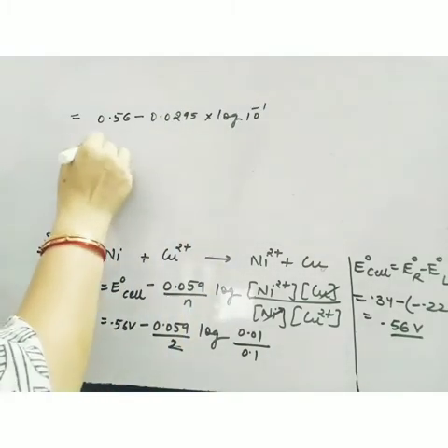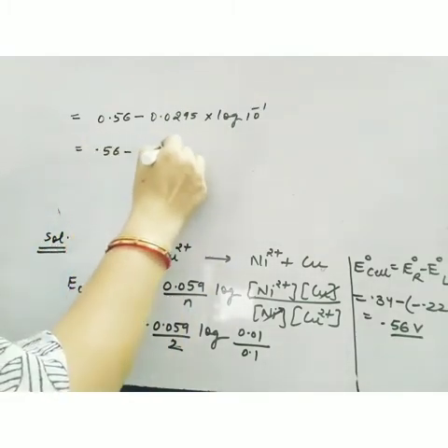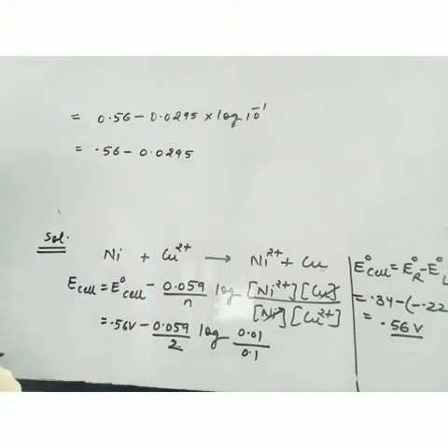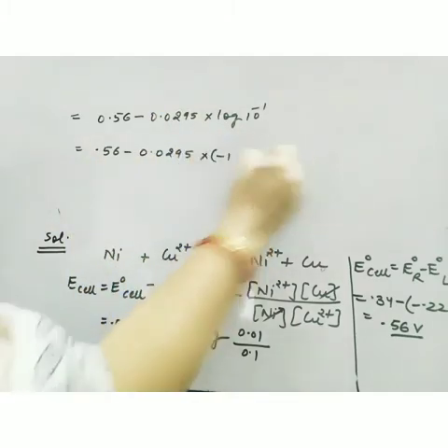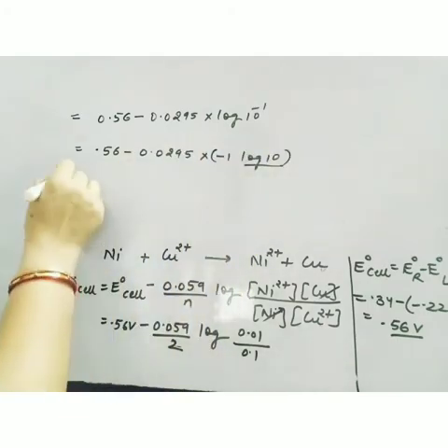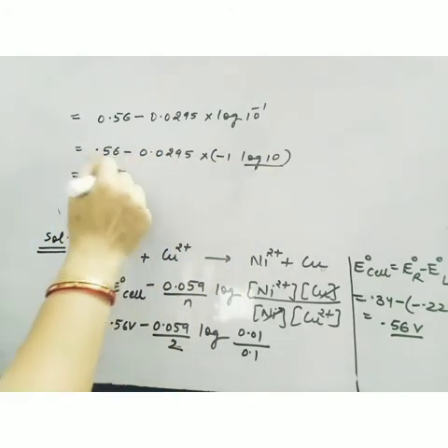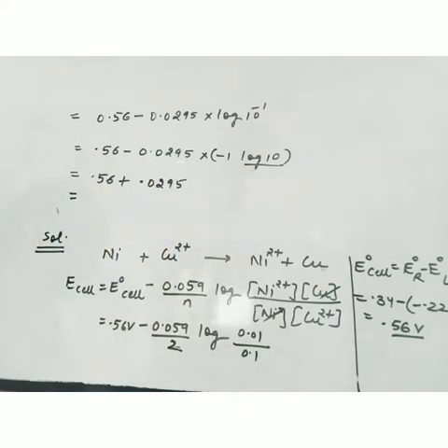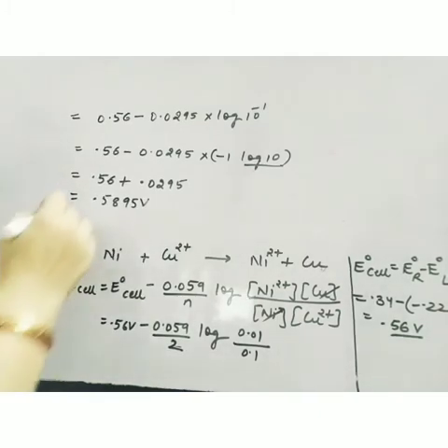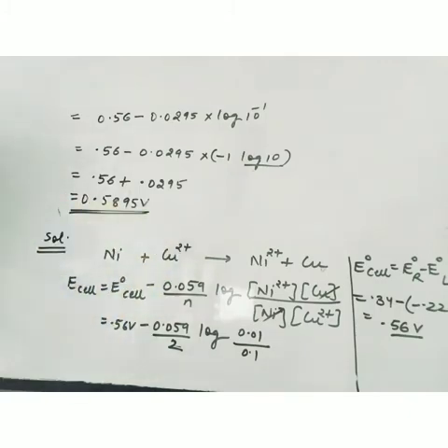So it is 0.56 minus 0.0295. Now log 10 to the power minus 1 is minus 1 log 10. Okay, and log 10 is 1. So it is 0.56, minus will get plus 0.0295. So what answer we are getting? So the answer is 0.5895 volts or 0.59 volts. So this is the EMF of cell.